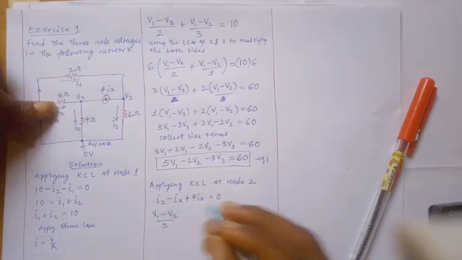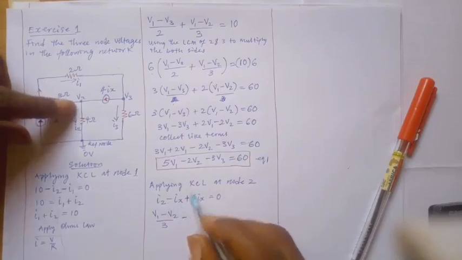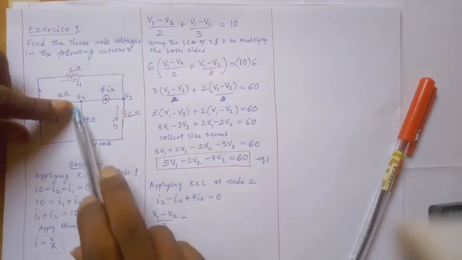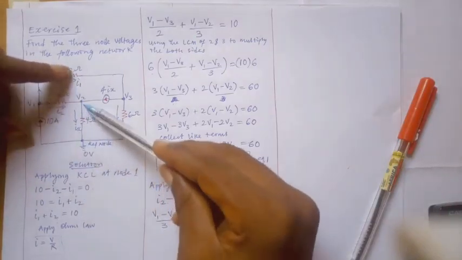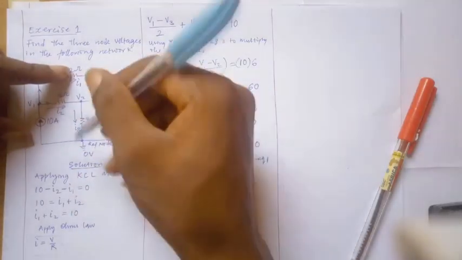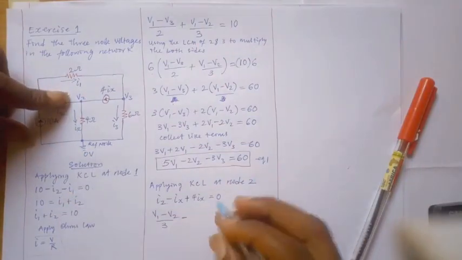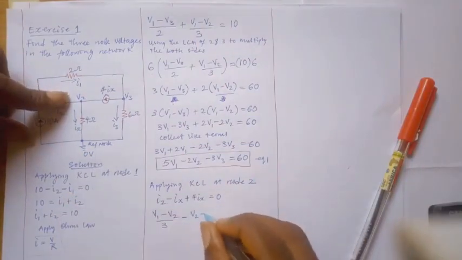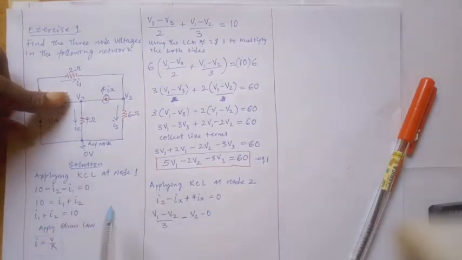Don't forget the sign. It will now be minus. The Ix is what? Where is the Ix? The Ix falls between the V2 and the reference node, that is 0 volt. You see, it is from here to here. That is Ix. So the Ix is flowing between the two nodes, this one and this one. So it will now be V2 minus 0, because this one is 0 volts, it's nothing. It's connected to the ground.